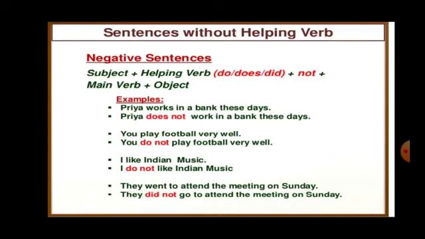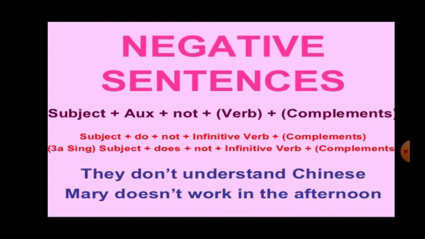They went to attend the meeting on Sunday. They did not go. Yes, listen. When we are using do, does, did, we will write the verb in the base form. So went will become go. Works will become work. So you have to keep in mind that when we are using do, does, did, the verb goes in the base form. And went is past tense, so we have put did. They did not go to attend the meeting on Sunday.